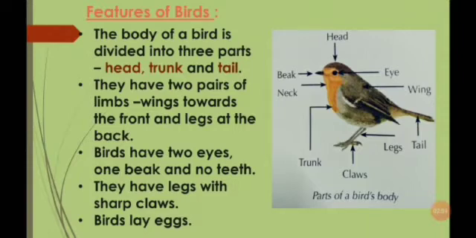Different birds have different types of legs with sharp claws. Their sharp claws help them to perch on trees. Children, perch means to sit on a branch of a tree. They scratch the ground and hold their food also with the help of their claws. Birds lay eggs in their nests.